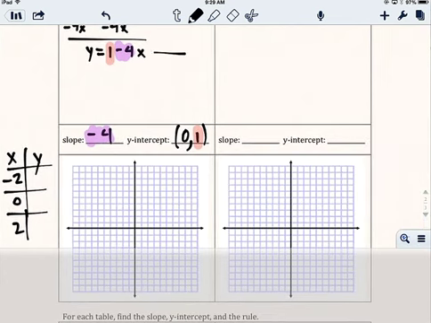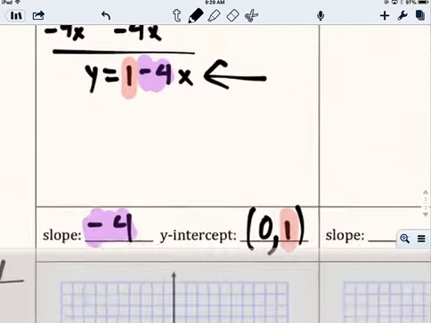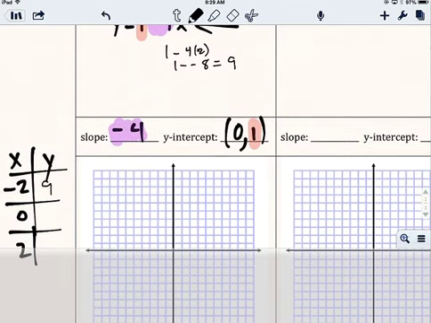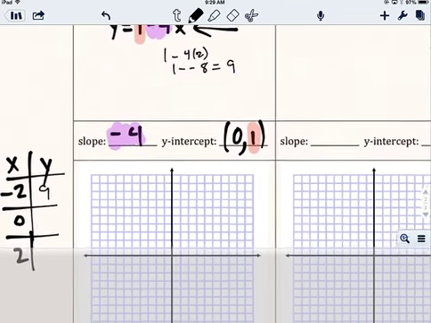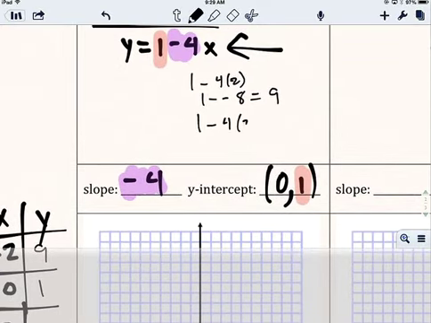So this rule says multiply by -4, then add 1. Maybe that's a little bit too confusing to say out loud. Let's just do a little bit of work here. I'll make my pencil smaller. So for -2, I'll do 1 minus 4 times -2. So that's 1 minus a -8, and that equals 9. I'm just going to do some scratch work here. 0 will be 1 because that's just the y-intercept. And then for 2, I'm going to do 1 minus 4 times 2, and that's 1 minus 8, which is -7.